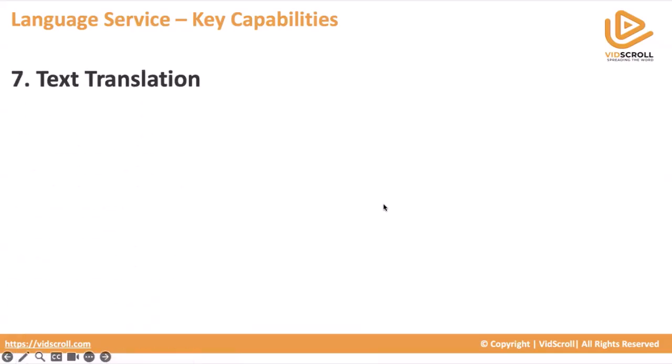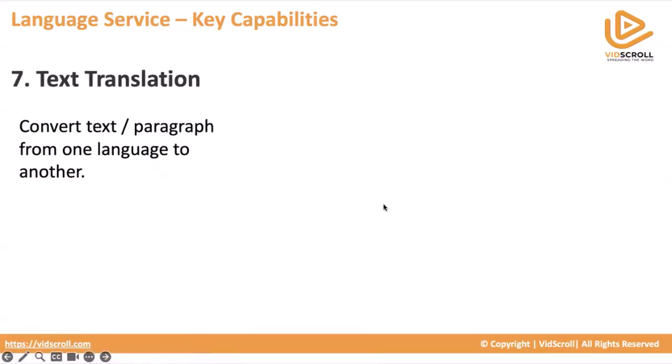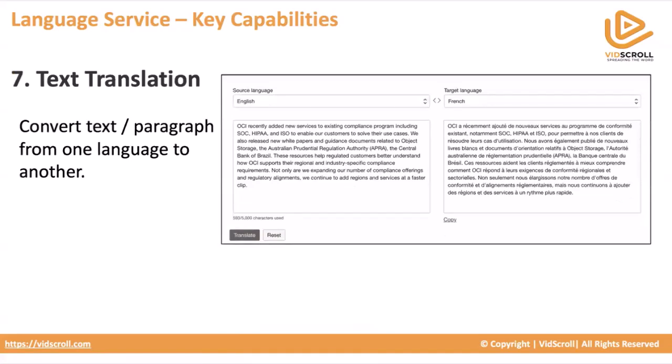The next is text translation. Maybe you want the text to be translated from English to French. So the language service can help you achieve the same. You provide the English, you choose the target language, and it will convert from English to French. It supports various languages as of now. So these are the key capabilities offered by the language service.